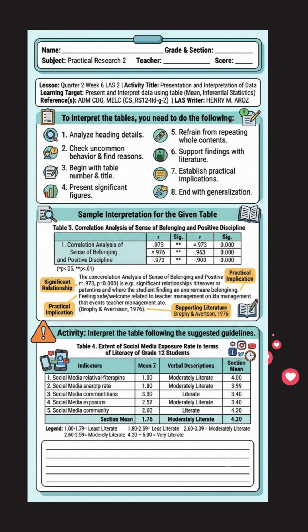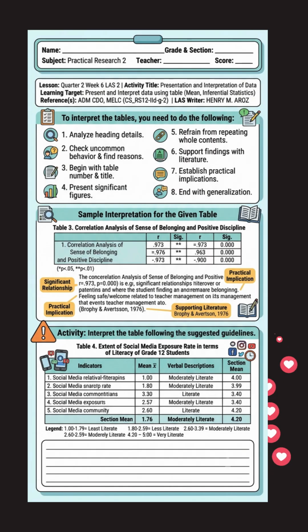AROZ. Given tables synthesize data categorically by columns and rows with corresponding headings. This helps specify the core information of your study. To interpret the tables, you need to do the following. 1. Analyze the connections among the details of the headings. 2. Check data for uncommon behavior and find the reason behind it. 3. Begin with the table number and the title.